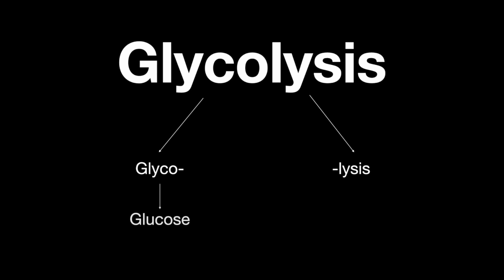So what essentially is glycolysis? Basically, the word glycolysis can be split into glyco and lysis. Glyco means glucose and lysis means breakdown. So essentially, glycolysis is referring to glucose breakdown in our body. So how do we get glucose in our bodies? Well, of course, from the food that we eat.